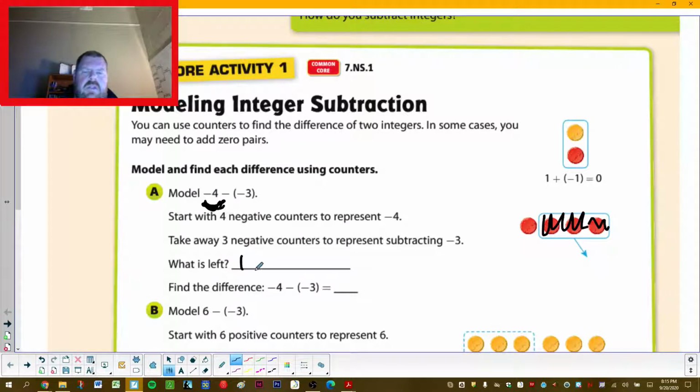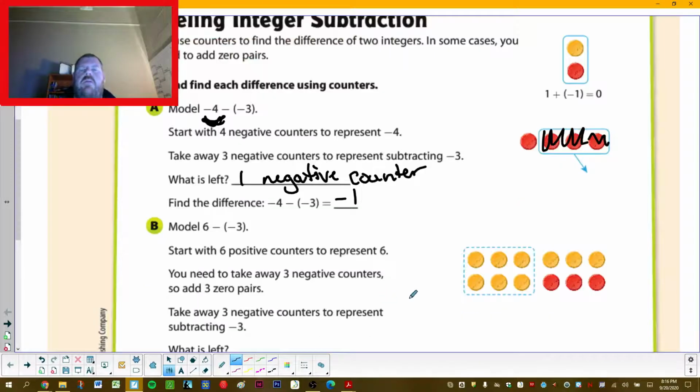Okay, so what's left? I have 1 negative counter. It would be more helpful if I could write. And then we want to find the difference. What does that mean the difference is? -1, because there's 1 counter left and it's negative. There we go. Moving on.